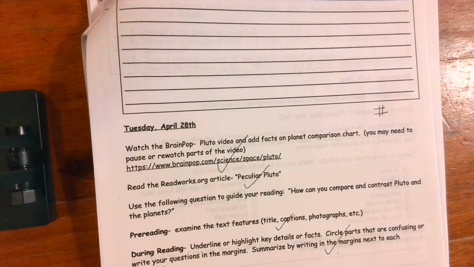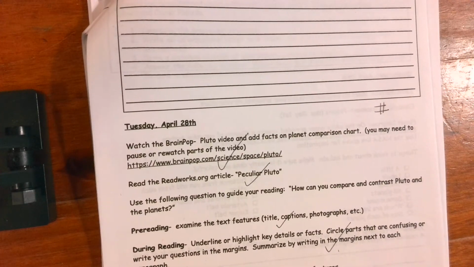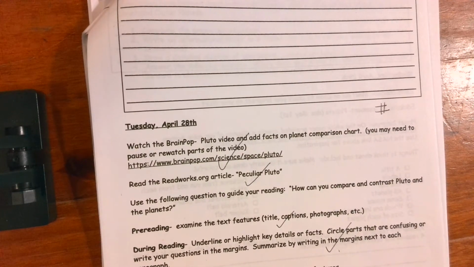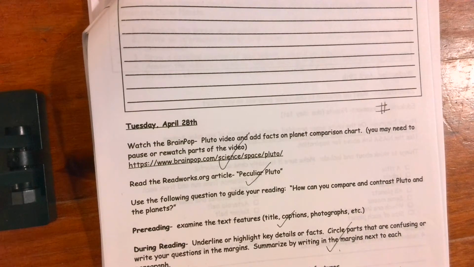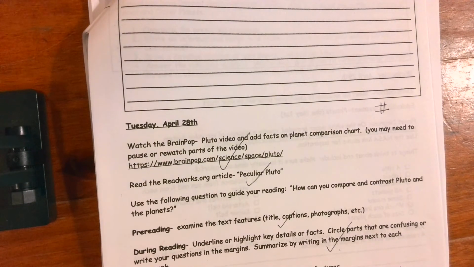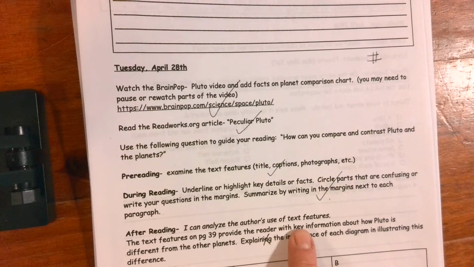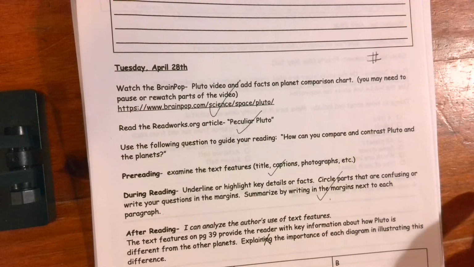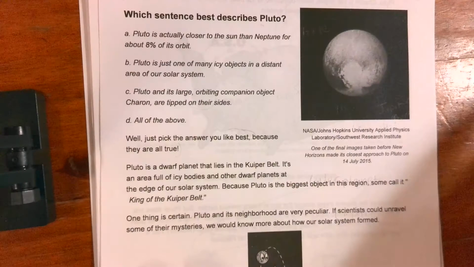That's how I'm going to know that you read the text. I need to see that your text is marked up, and then we're going to complete our reading assessment. This is your exit ticket. Text features on page 39 provide the reader with key information about how Pluto is different from the other planets. Explain, there's a typo there, the importance of each diagram in illustrating this difference. And our skill we've been really working on for our planets is I can analyze the author's use of text features. All right, so we're going to go ahead and find our story, which is Peculiar Pluto.